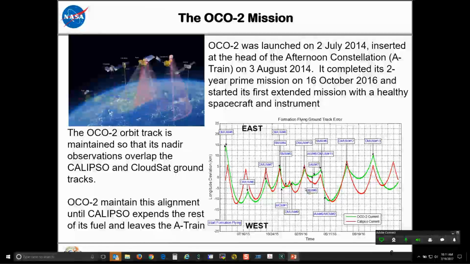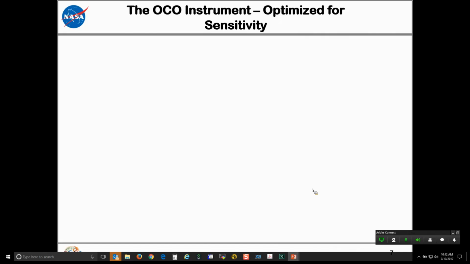And we do our best to maintain that alignment so that Calypso's narrow 100-meter wide beam always shows up somewhere inside of our swath for the spectrometer. We do that because clouds and aerosols are an important source of contamination for our measurements. The Calypso measurements can be used to help characterize, qualify and validate our aerosol removal technique, our aerosol accommodation technique.